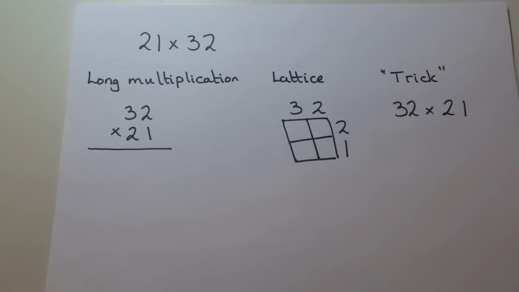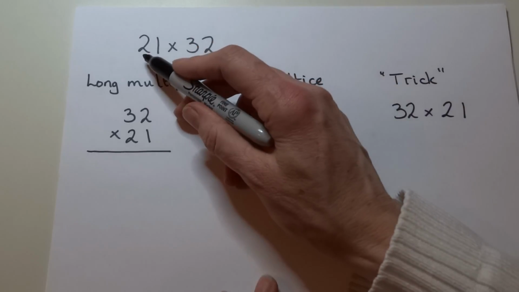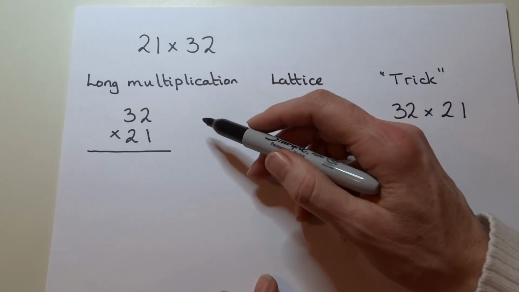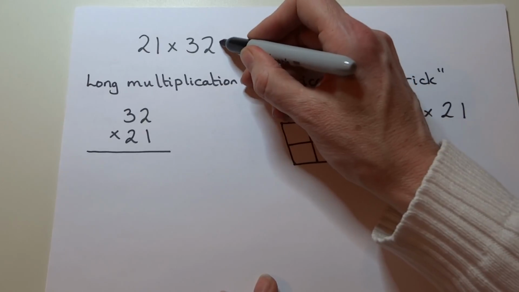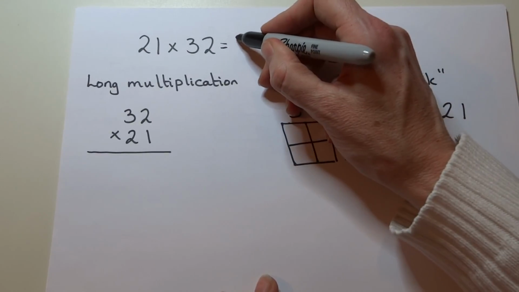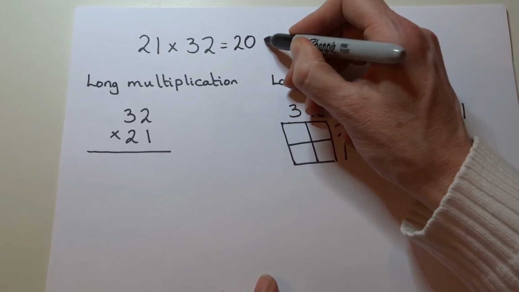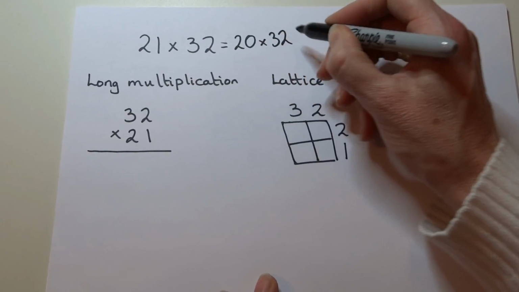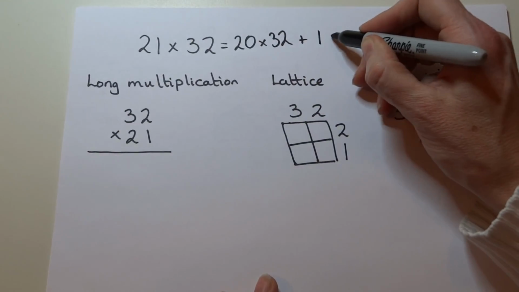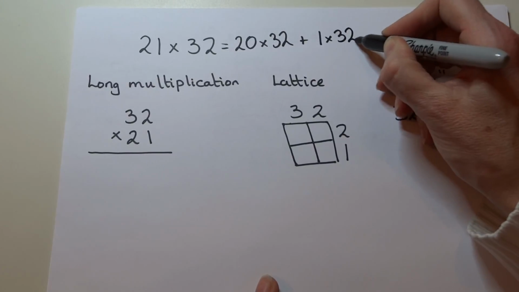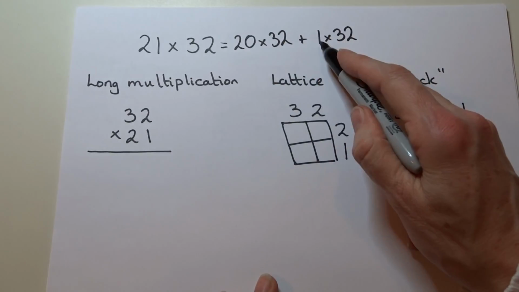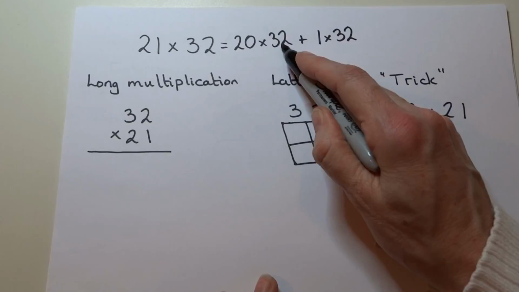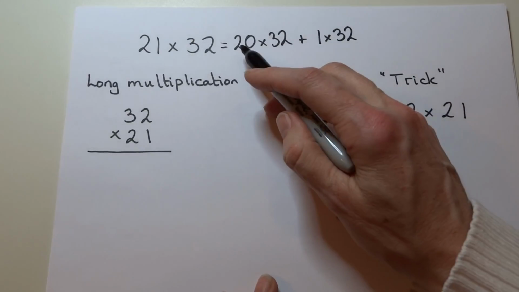Okay, let's try 4 different ways of showing you how to multiply. What can we do when we have 21 times 32? Well, the first thing we could do is rearrange this. We could change that into 20 lots of 32 plus 1 lot of 32. 21 is the same as 20 plus 1, so we want 20 lots of 32 plus 1 lot of 32.